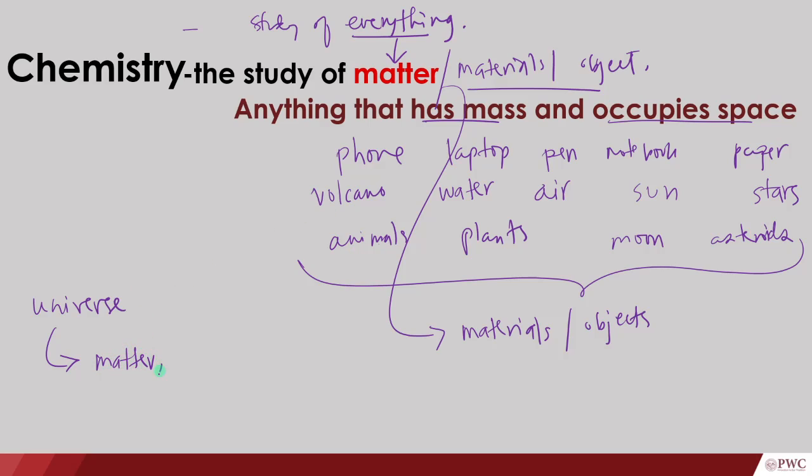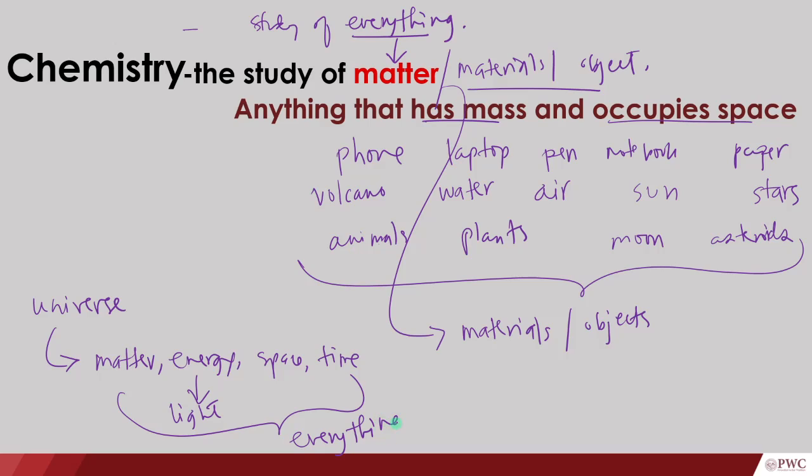But aside from matter, the universe is also made up of energy. An example of energy is light. So light is a form of energy. We also have space and we also have time. So this is the everything in the universe. But again, in chemistry, we will just be focusing on the study of matter. So this subject will not study everything. We will just focus on the objects or the matter that makes up the universe.